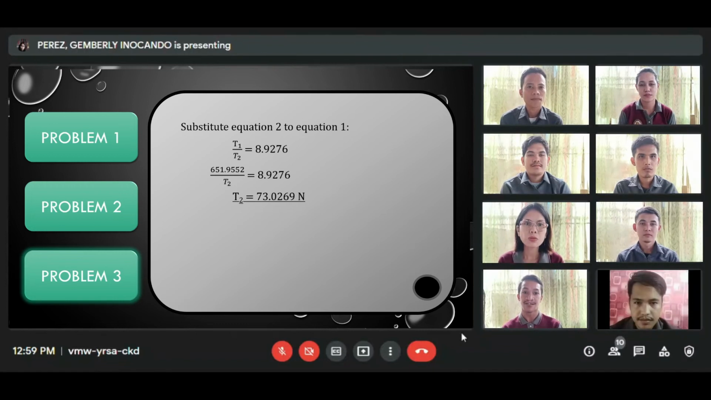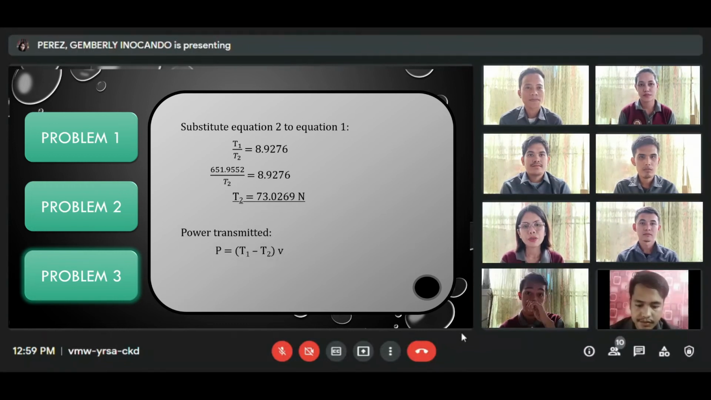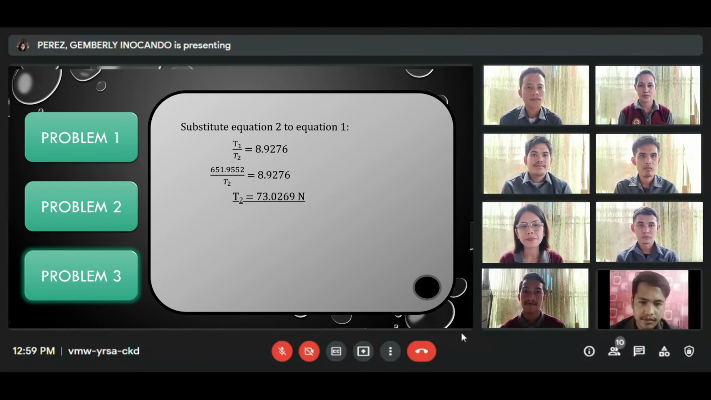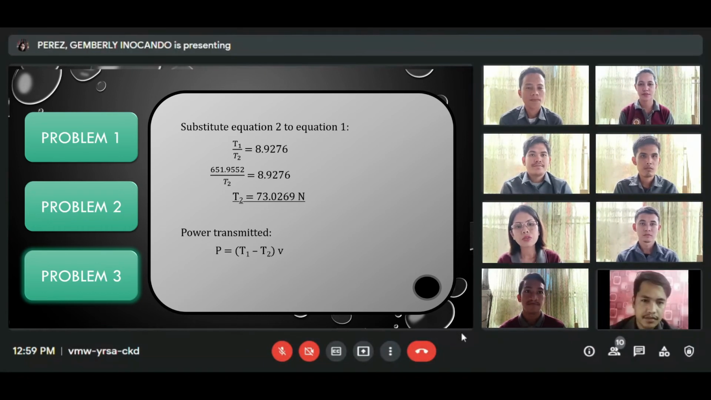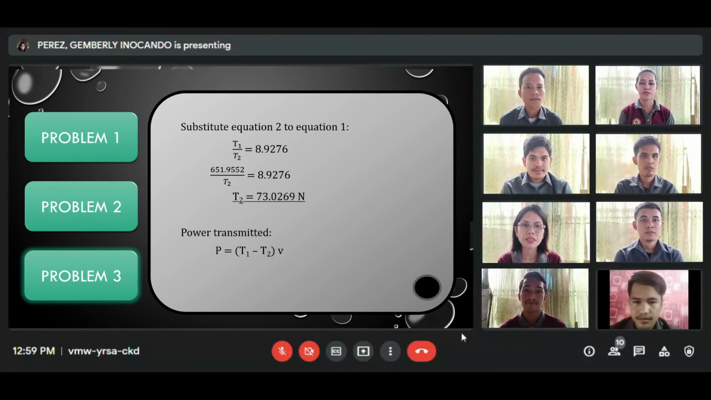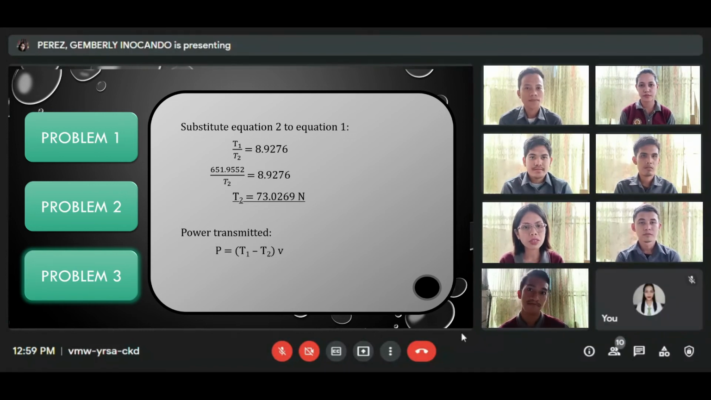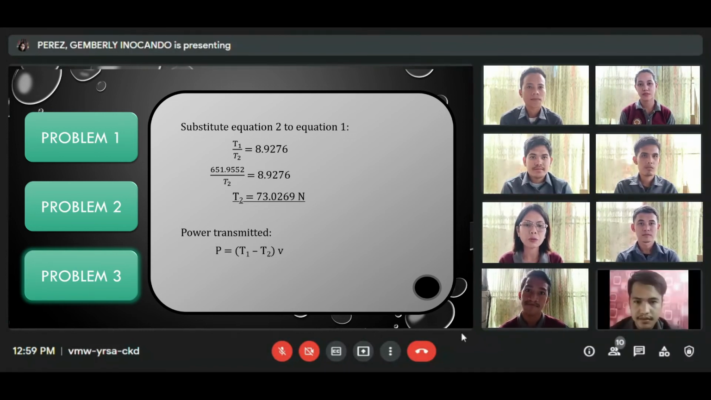Thank you. For the continuation of the discussion of problem number 3, I am going to solve and discuss the power transmitted. The power transmitted formula is tension 1 minus tension 2 multiplied by the velocity. Since tension 1, tension 2 and the velocity are already solved, substitute the values.